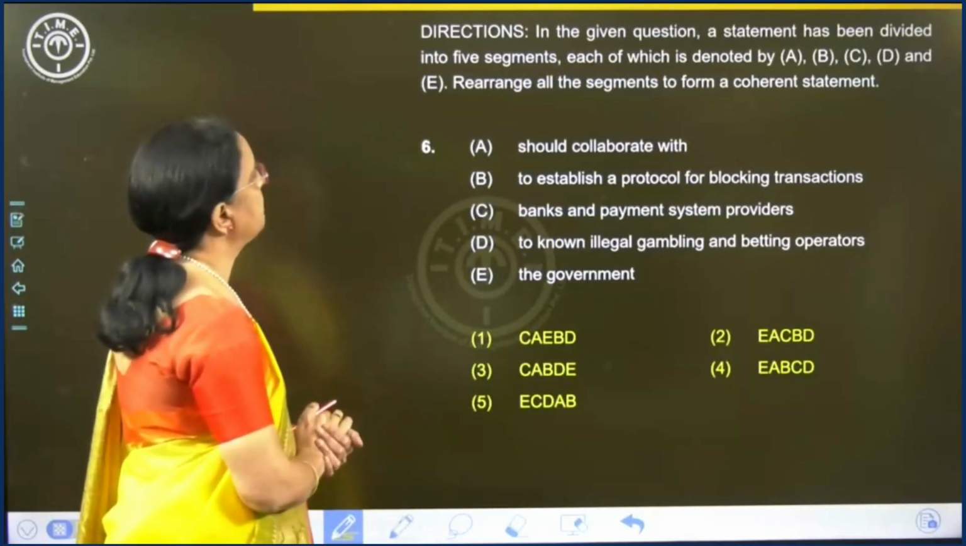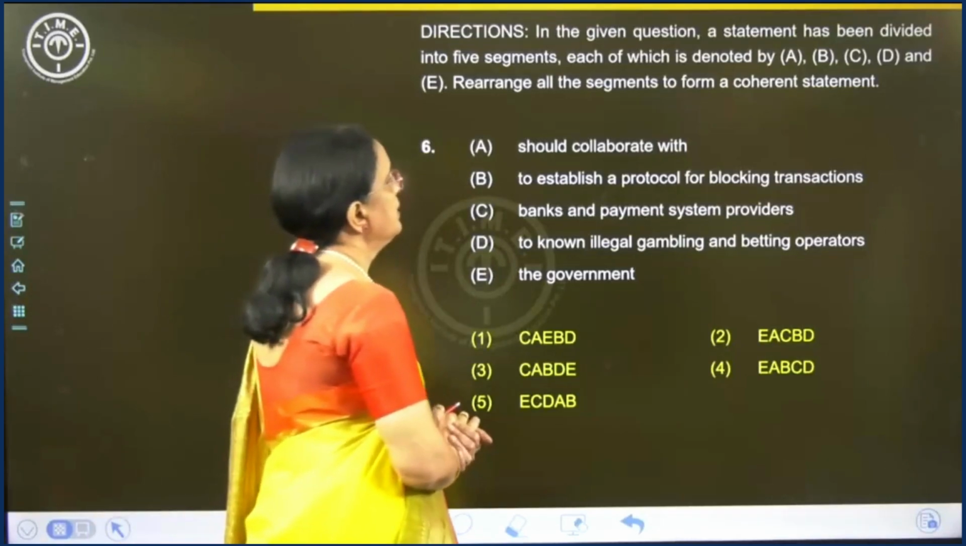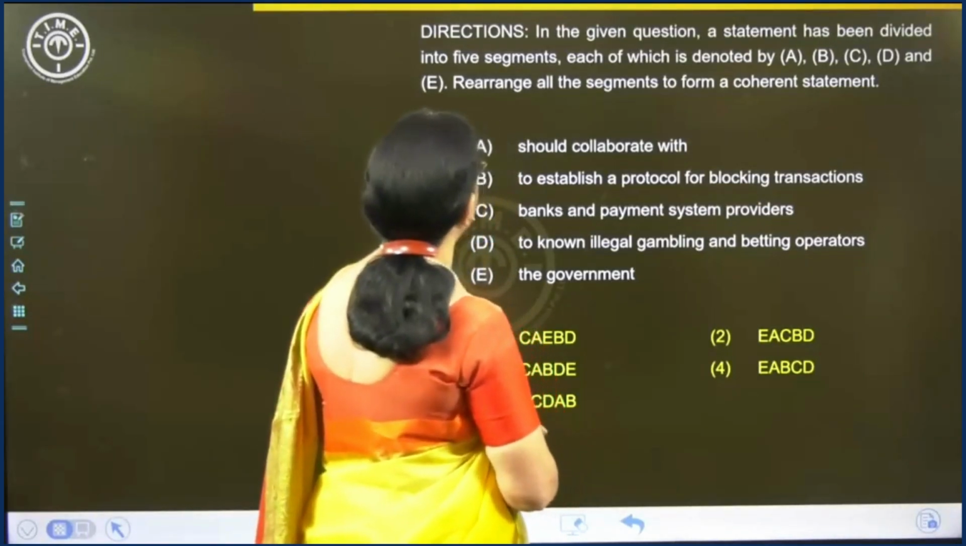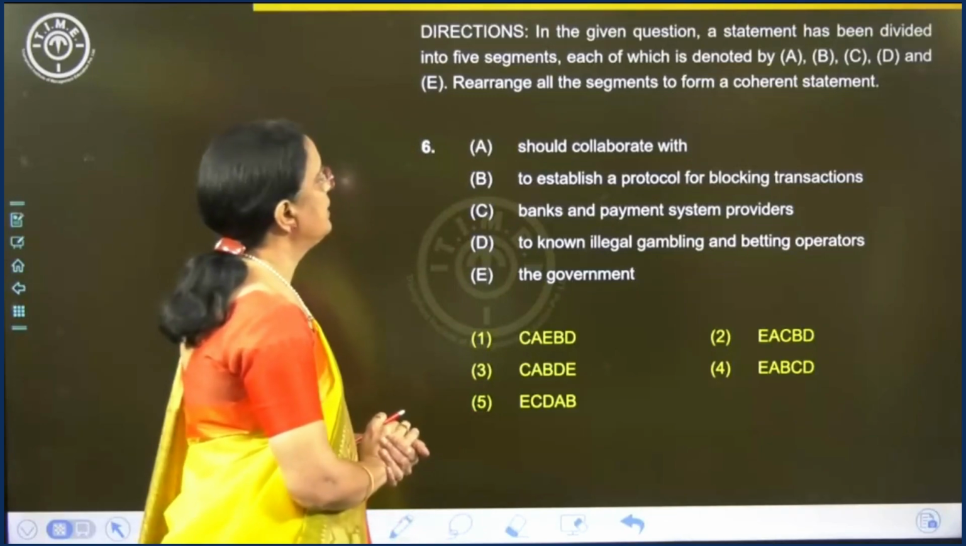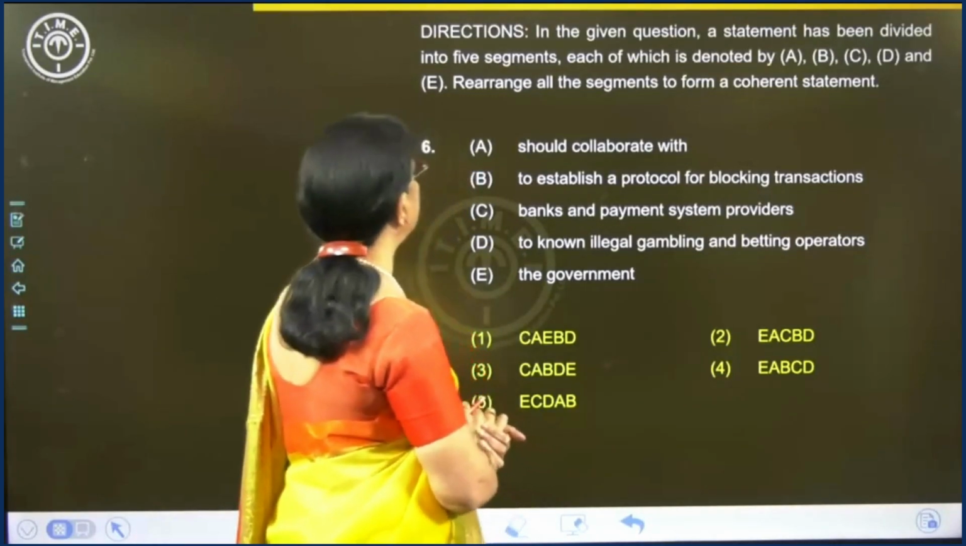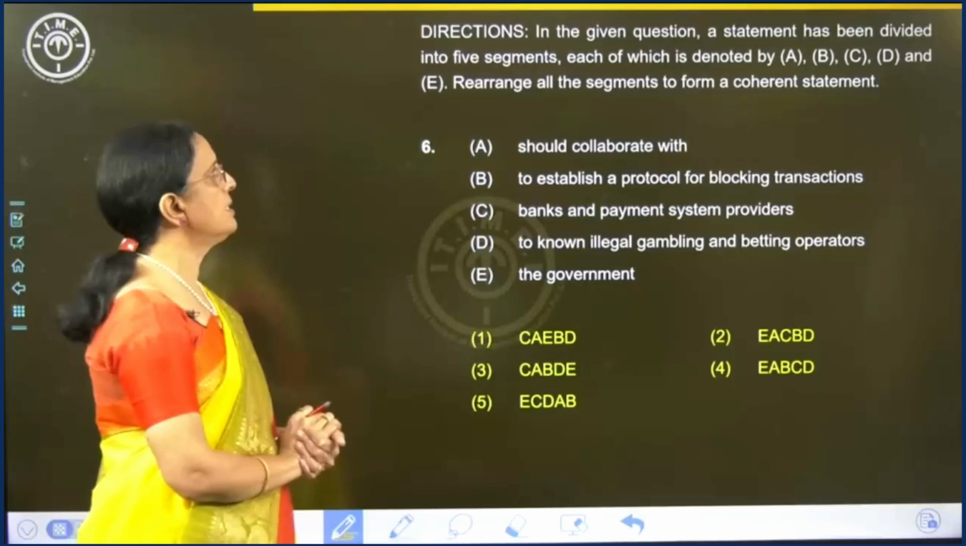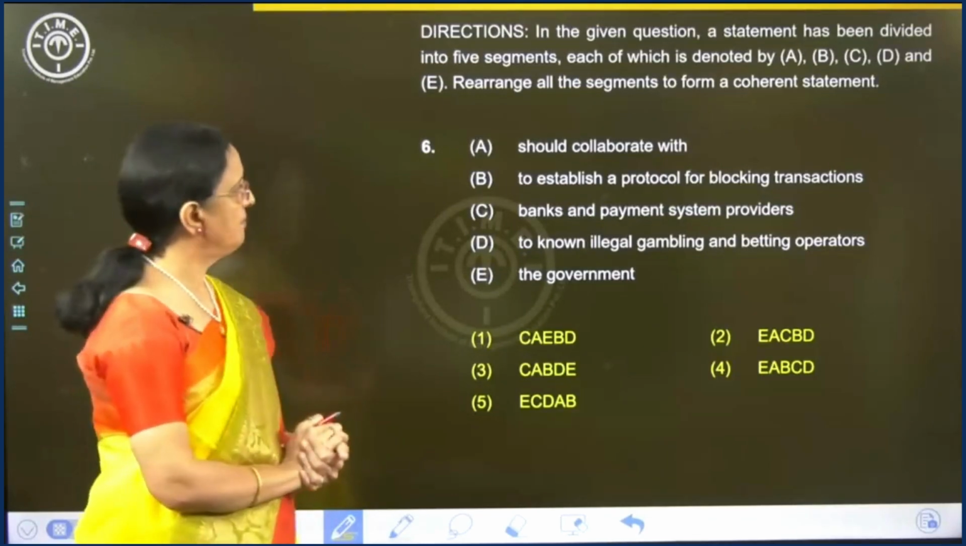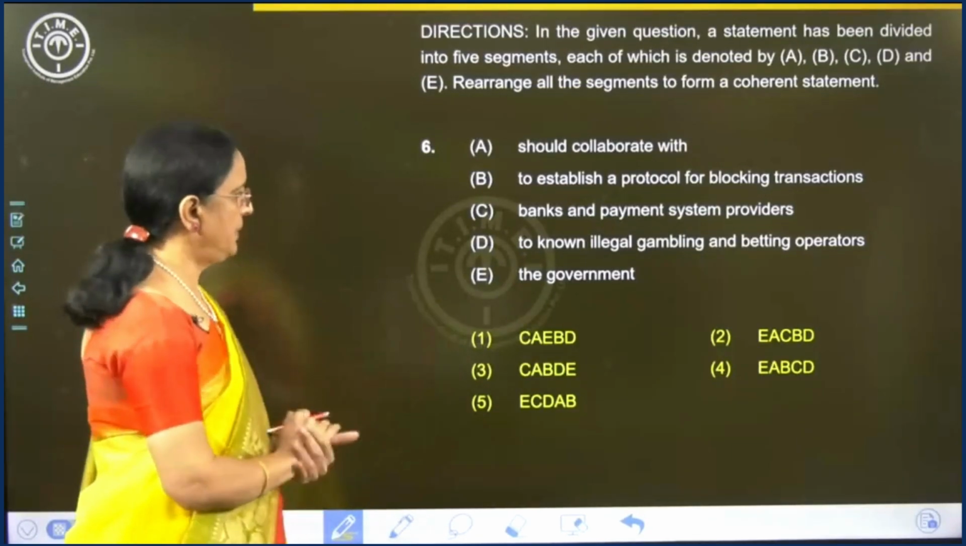What are we doing here? In the given question, a statement has been divided into 5 segments, each of which is denoted by A, B, C, D and E. Rearrange all the segments to form a coherent statement. Same as the previous one.